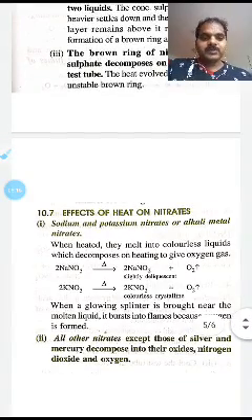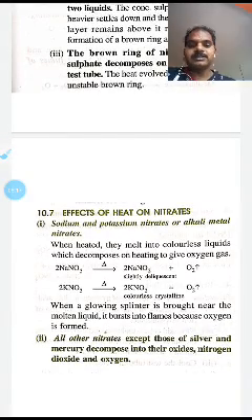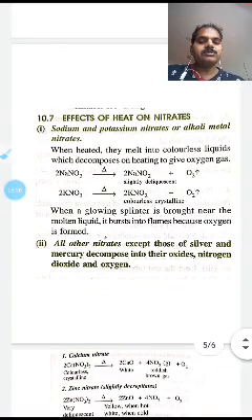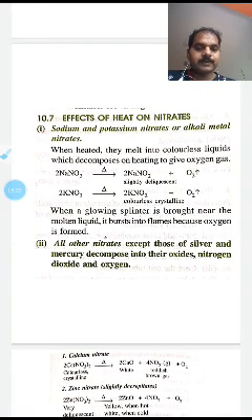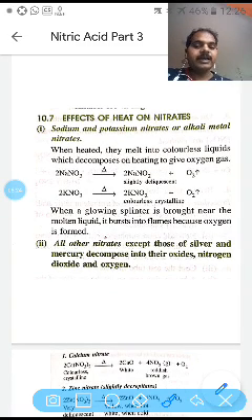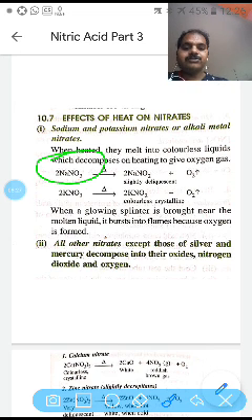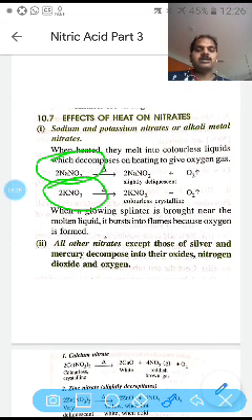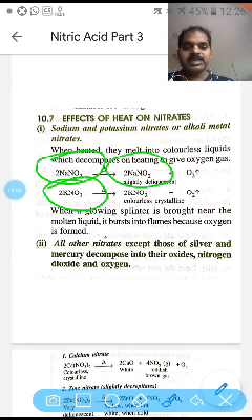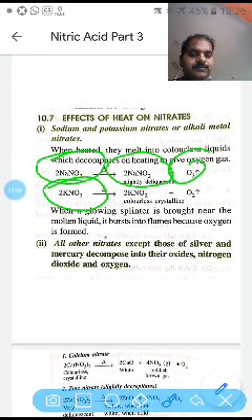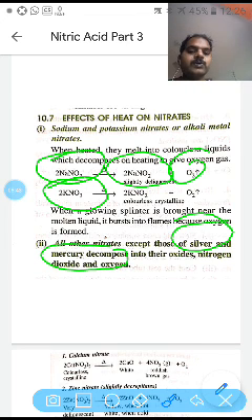This also happens in experiment, as I have seen it in laboratories. Okay, now the last part consists of effects of heat on nitrates. This is very important. Okay, nitrate, we have sodium nitrate and potassium nitrate. When you heat the nitrates of sodium and potassium, you get the corresponding nitrite and oxygen. All other nitrates except those of silver and mercury will decompose to form their oxides and nitrogen dioxide and oxygen. What about silver and mercury? We'll study it a little later.